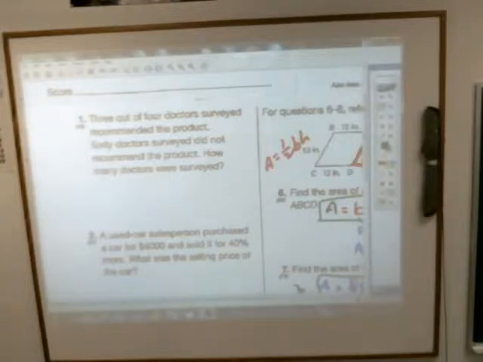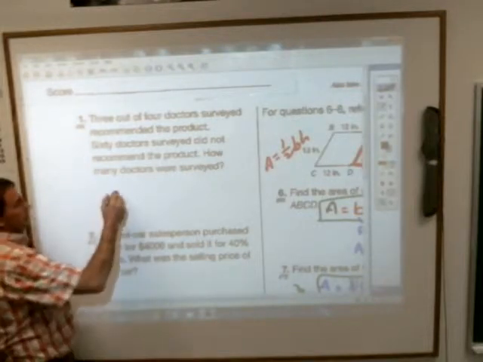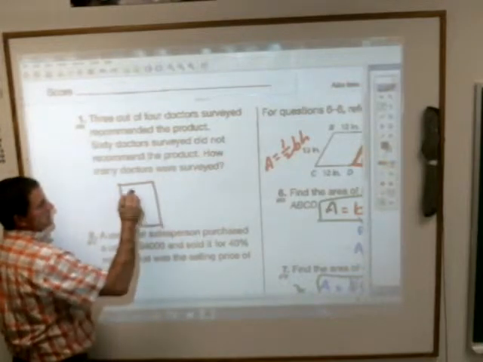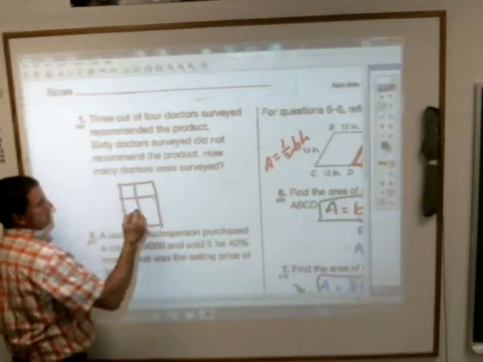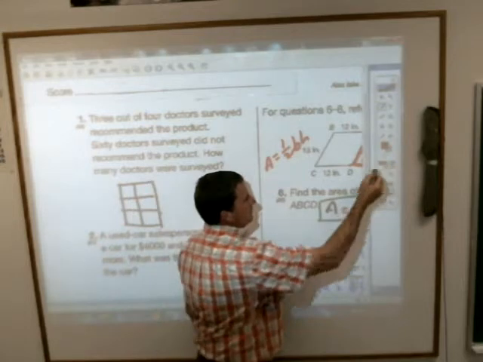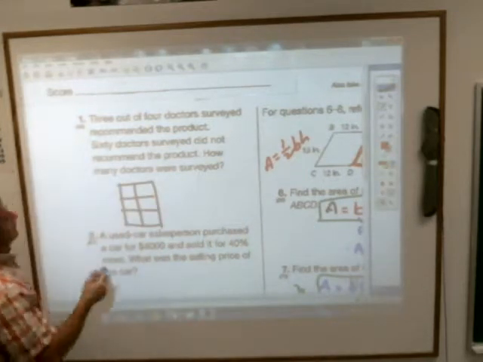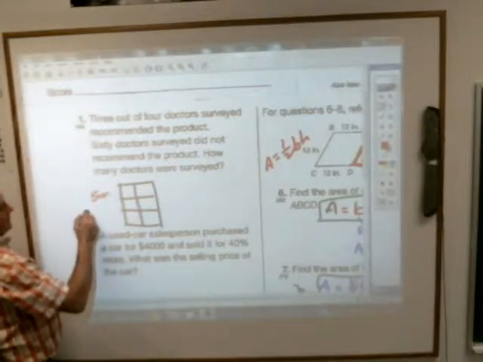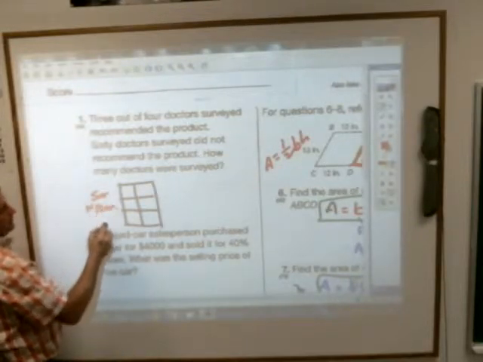3 out of 4 doctors surveyed recommended the product. 60 doctors surveyed did not recommend the product. How many doctors were surveyed? A ratio box is going to do you wonders here, Jackson. And what are we comparing? We're talking about the doctors who recommended, the doctors who did not, and then we've got the total.